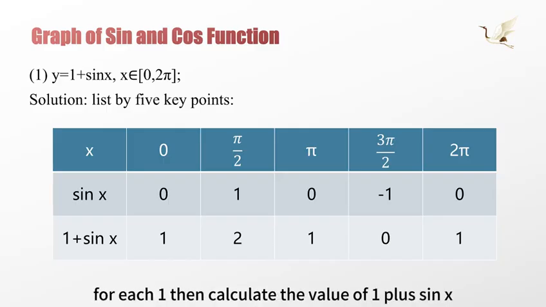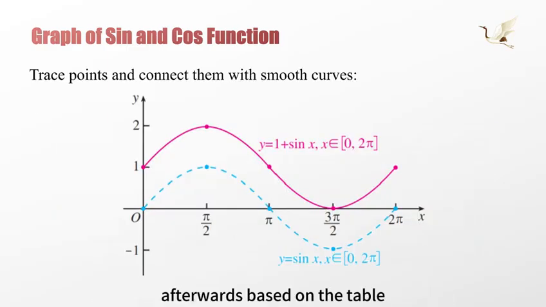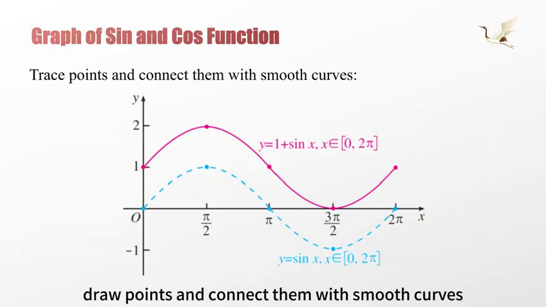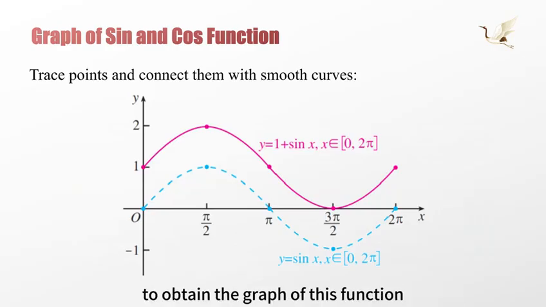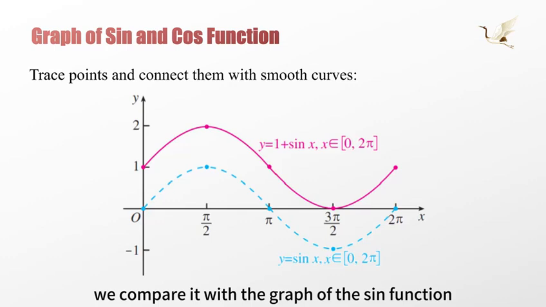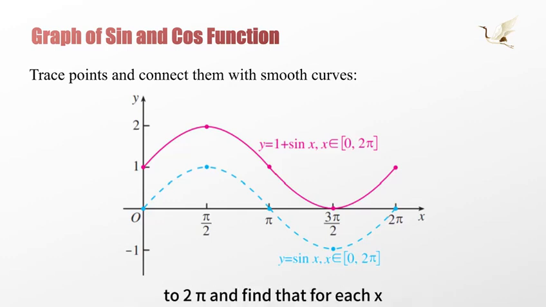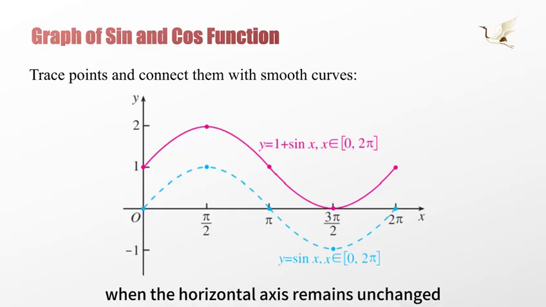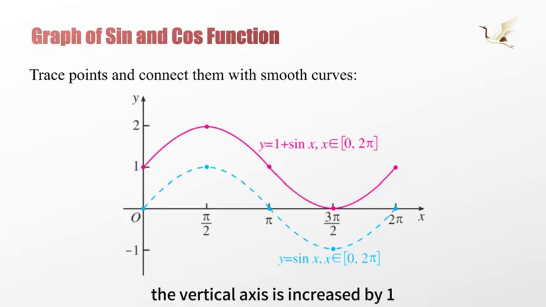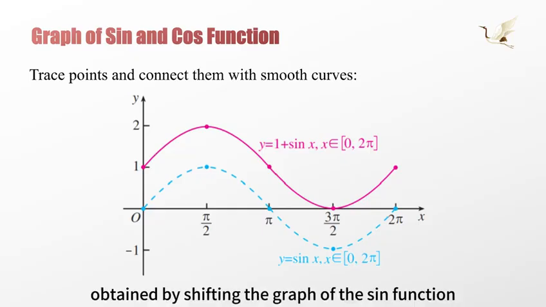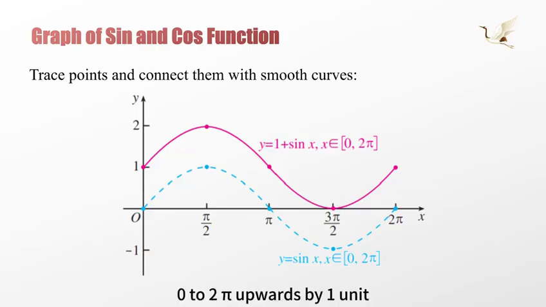Then calculate the value of 1 plus sine x. Afterwards, based on the table, draw points and connect them with smooth curves to obtain the graph of this function in the closed interval of 0 to 2 pi. We compare it with the graph of the sine function in the closed interval 0 to 2 pi and find that for each x, when the horizontal axis remains unchanged, the vertical axis is increased by 1. Therefore, it is essentially obtained by shifting the graph of the sine function in the closed interval 0 to 2 pi upwards by 1 unit.